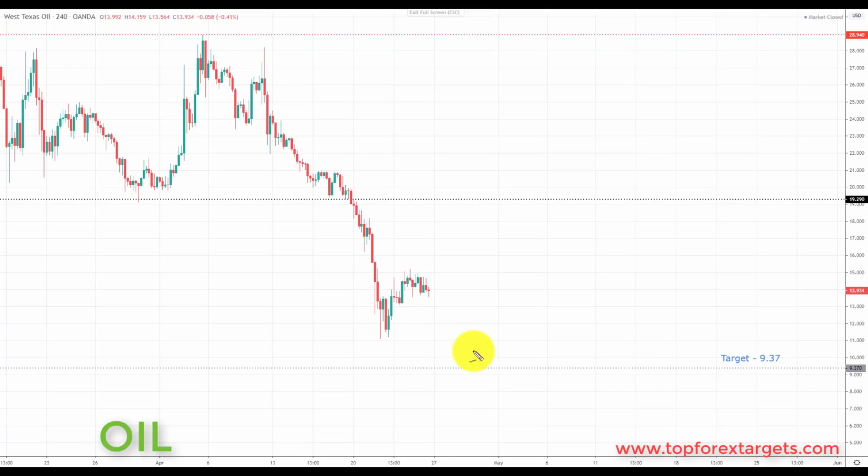Any pullback in crude oil, and especially as always if we can come back and retest broken support, turning resistance at the 19.29, would be a great place to start to look for bearish setups in crude oil, and we're going to be looking at initiating shorts down towards the next key area of support to the downside, the target set at the 9.37.